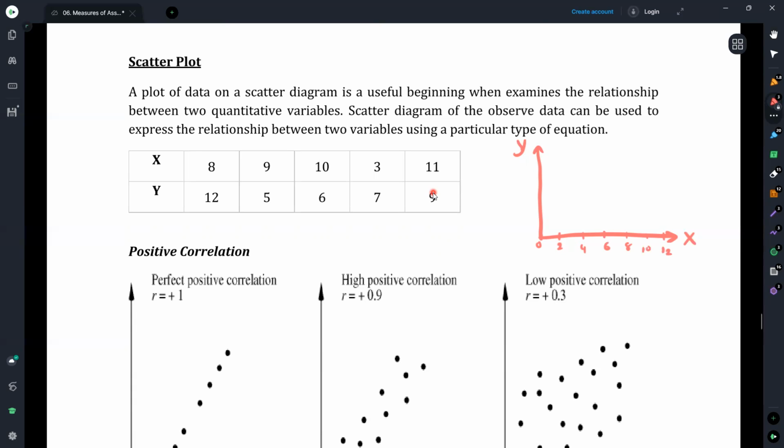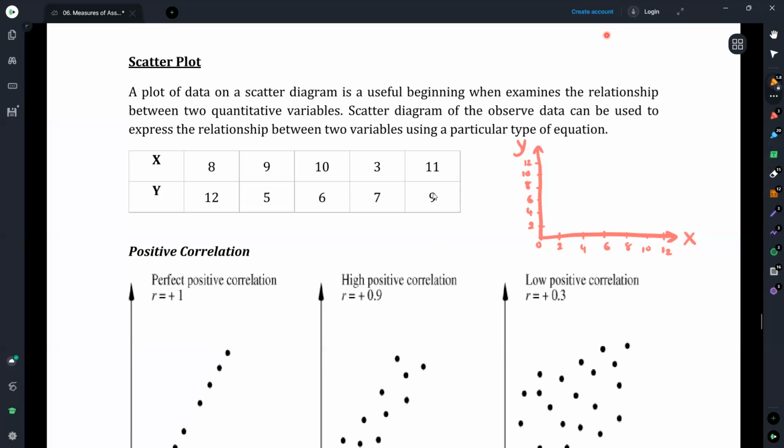And for the y direction, I can see that the maximum is 12. Here also I will take the scale as 2, 4, 6, 8, 10, and 12. As the first step of creating a scatter plot, we need to mark the x-axis and the y-axis, and using an appropriate scale, we scale both axes.